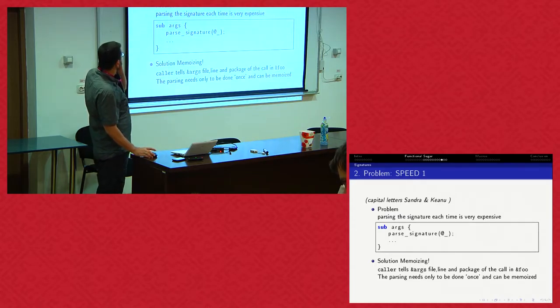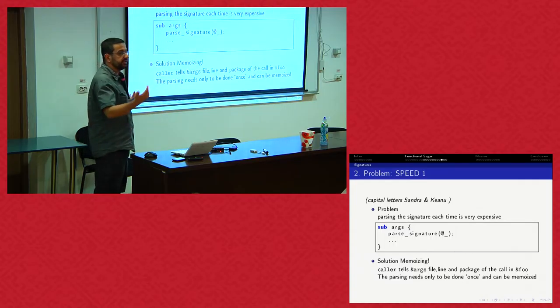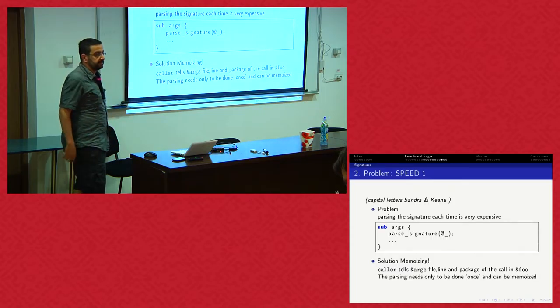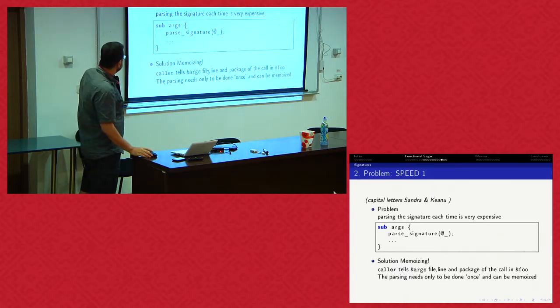Well, let's talk about the problems. First, speed is a capital problem, because it has a lot of logic within. And if you're parsing the signature each time, it's very expensive, because there's a lot of logic, positional, named, and so on. The solution is memoizing. The first time args is called, let's say you have the function foo, which is called 1,000 times. But each time it's the same signature. So the first time it's called, you do the parsing, and then you cache the result of the parsing by memoizing it with file, line, and package of the caller. Because if you use caller, you get file, line, and package of the function which called you, foo, and so on, and the name of the function. So parsing needs only to be done once and can be memoized.